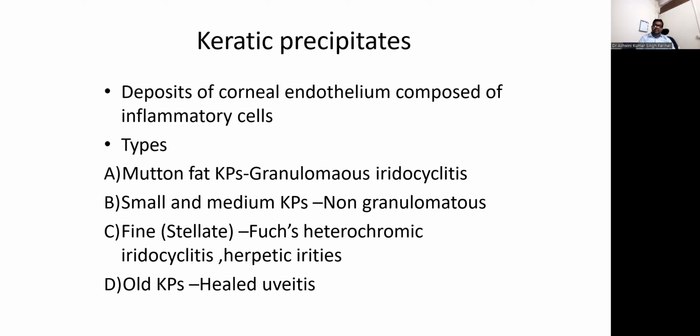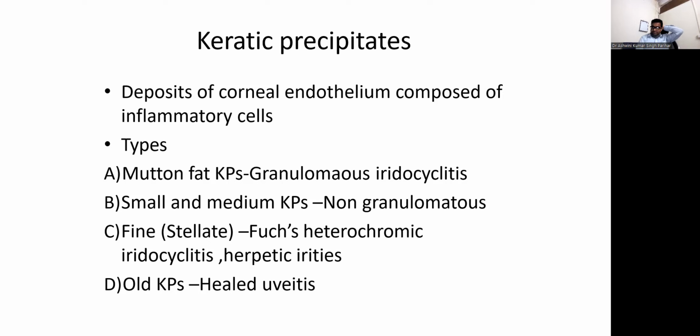Based on these findings, whenever you see them, you can make the diagnosis and differentiate what the certain etiological factors for this can be. For example, if you see small old keratic precipitates where there is no activity, you will understand that the patient has had past episodes of uveitis in one or both eyes, and now the patient is either symptomatic or can have similar attacks in the future.